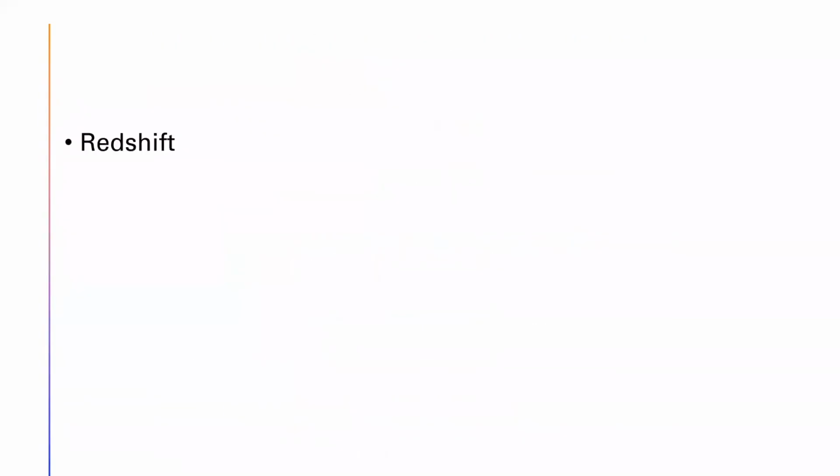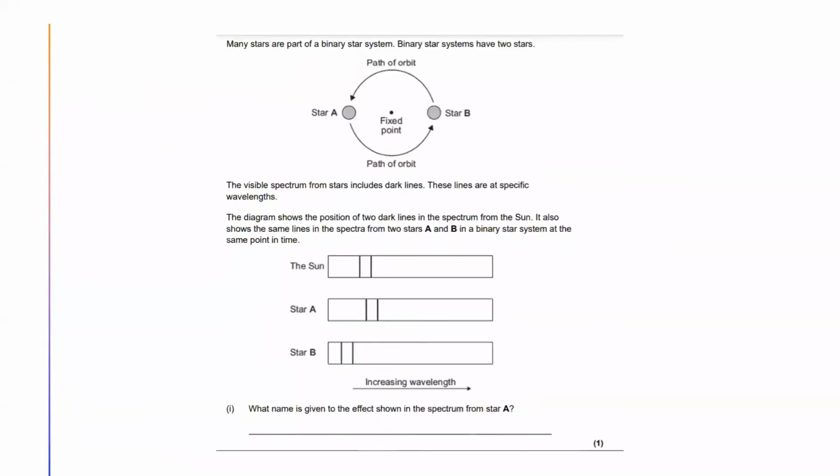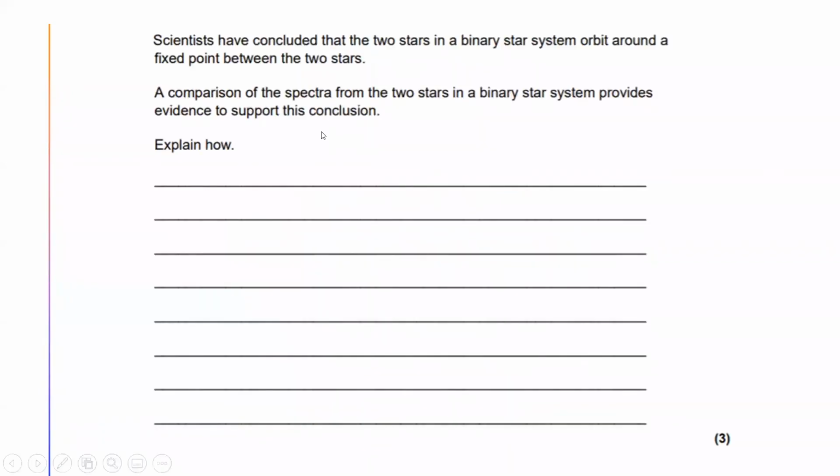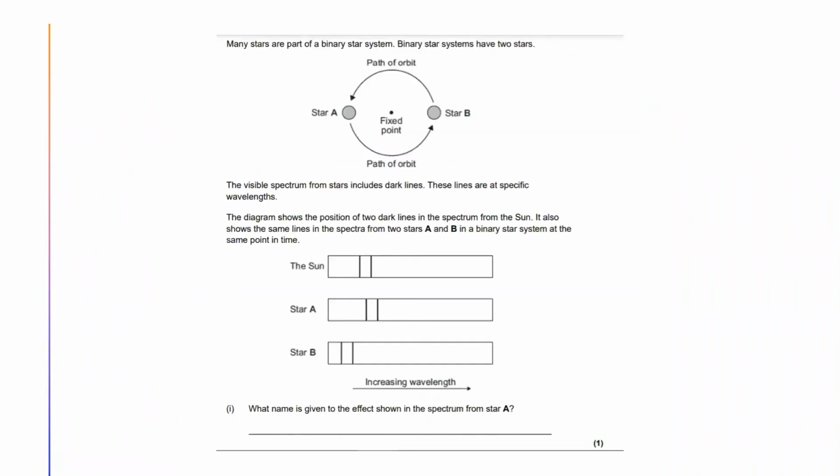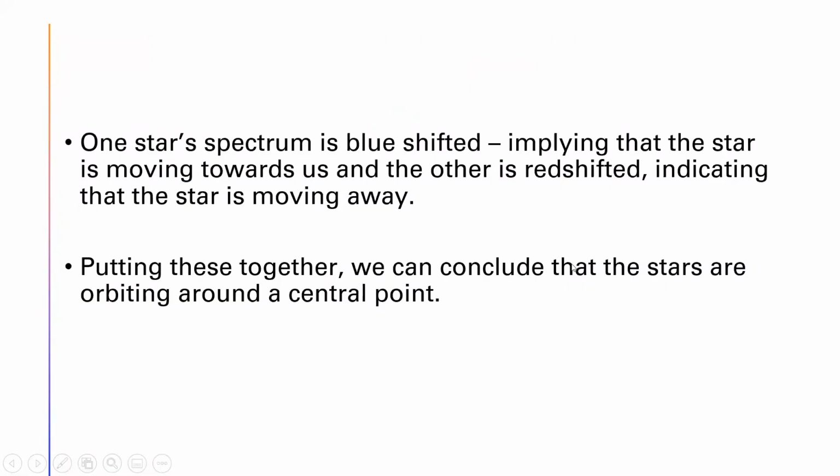Let's look at the diagram again. There's the diagram. Okay, so you can pause that or put that into a different document to look at while you think about this question. A comparison of the spectra from the 2 stars in a binary star system provides evidence to support this conclusion. Explain how. Okay, so that's using the data here. So how do they know that they're orbiting like that? That's basically what they're asking.